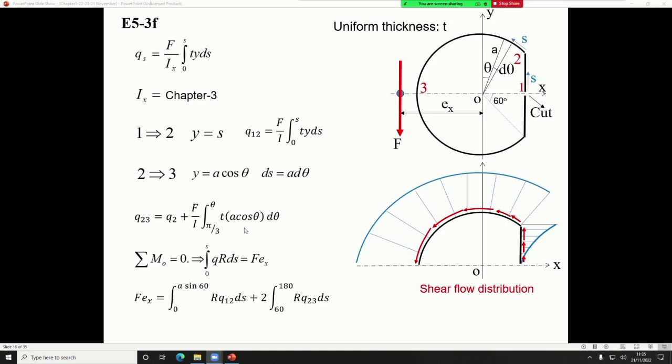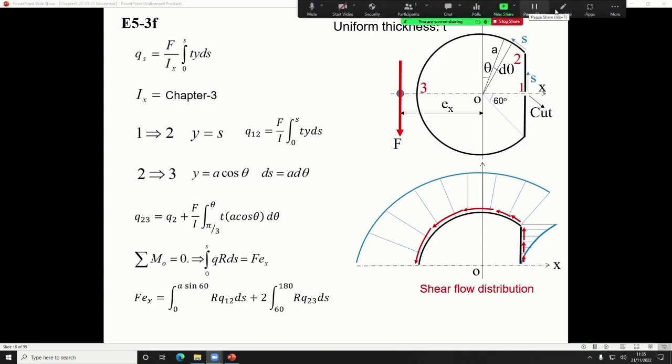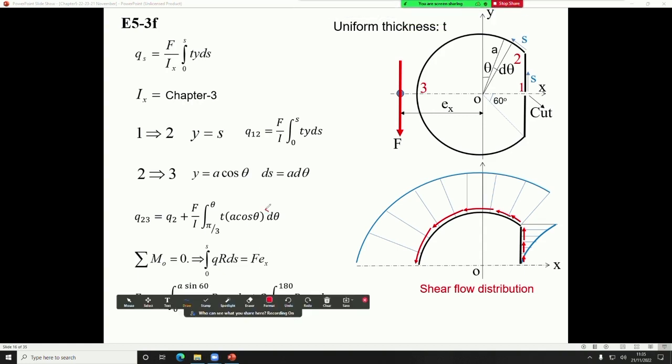Yes, please. Why do we convert the ds to d theta? Why have we only written d theta? We haven't written a d theta, because it's a mistake. So this should be a d theta. Yeah, absolutely right. It should be a d theta.